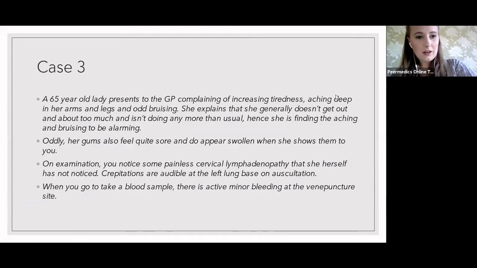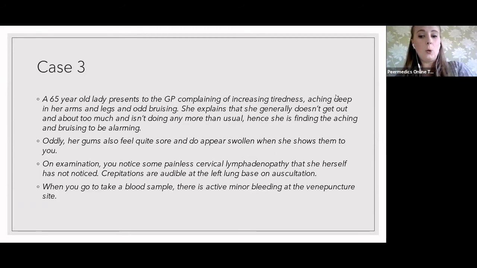So case 3, we've got a 65-year-old lady who presents to the GP complaining of increasing tiredness. She's got this deep ache in her arms and legs, and she's bruising all over the place, but normally she doesn't get out and about much, so she's finding this quite alarming. She also recalls that her gums have been feeling quite sore, and she shows them to you and they look quite swollen. You examine her and you notice some painless cervical lymphadenopathy, which she hadn't noticed. And when you auscultate the chest, you notice that the left lung base has crepitations.